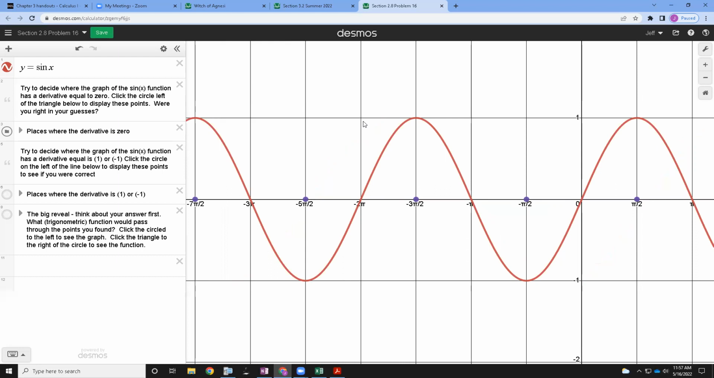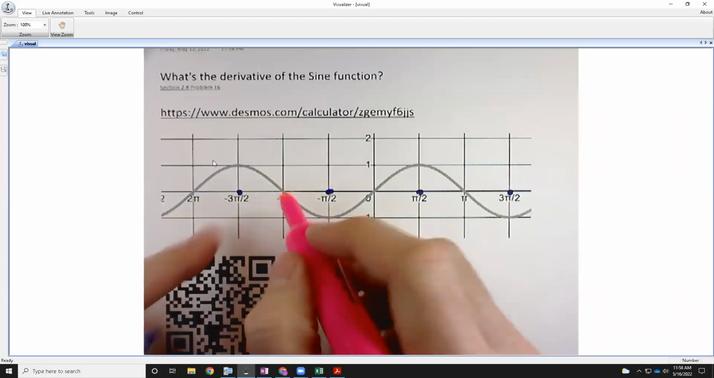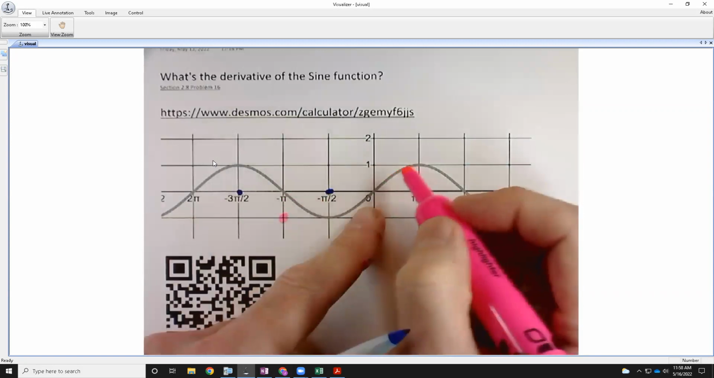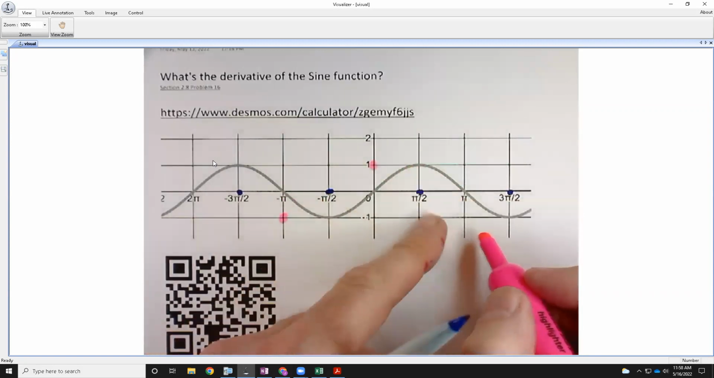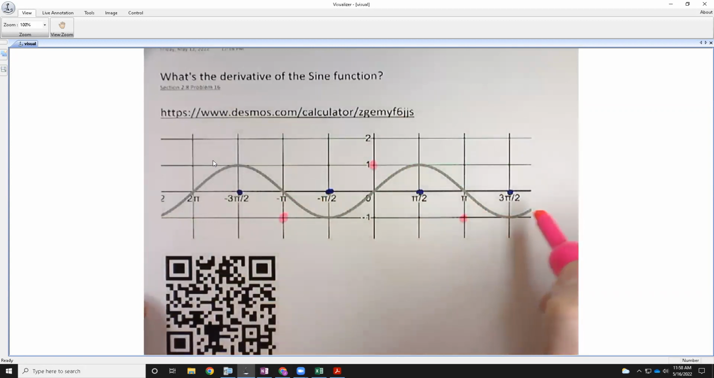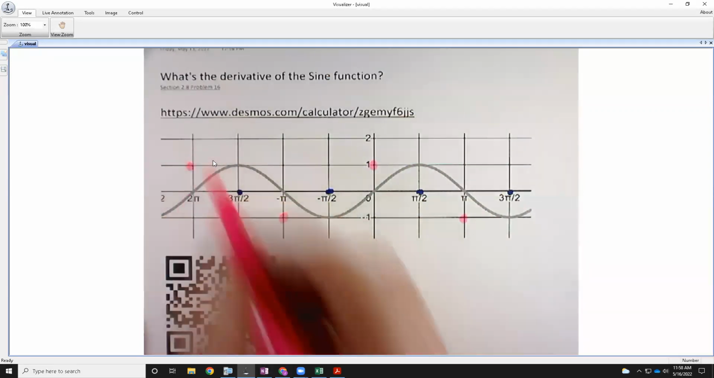All right. So if you're filling those in, it should look like this. And let me put these in a different color here. At negative pi, the derivative should be negative 1. At 0, the derivative is going to be 1. And then the next one over here, negative 1, and so on. And let's see, can I get one more here? Yeah, over here, like that.